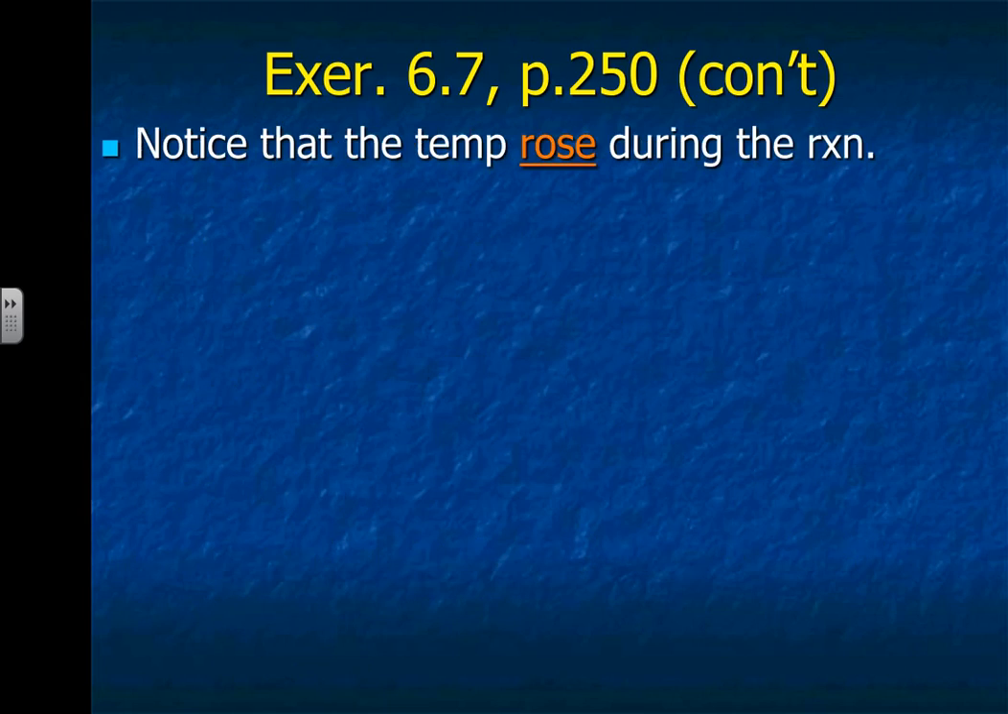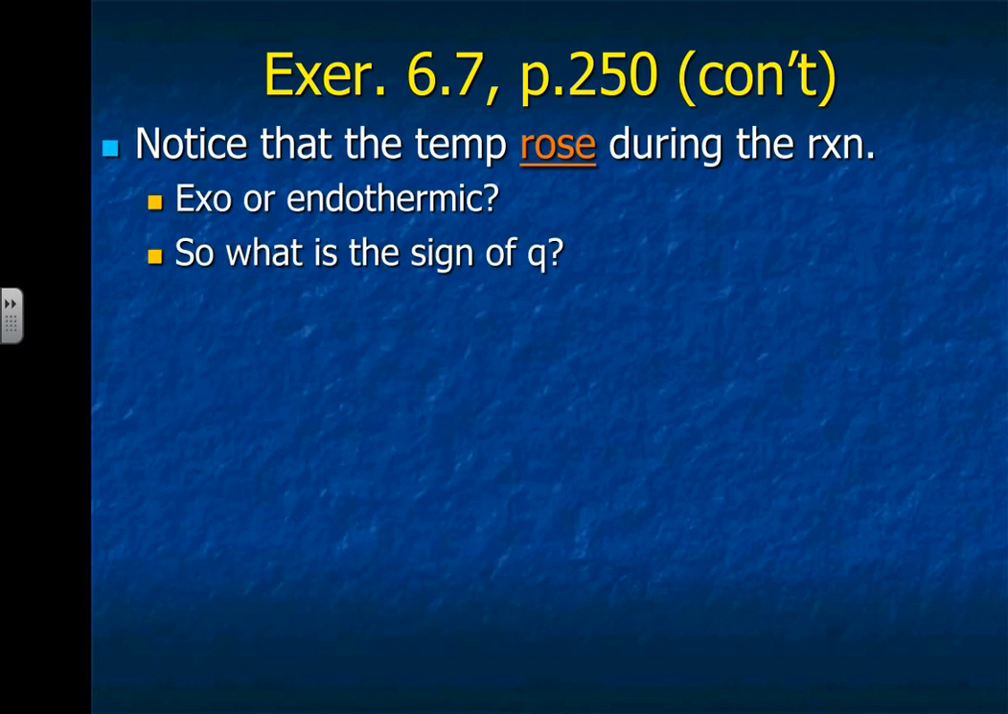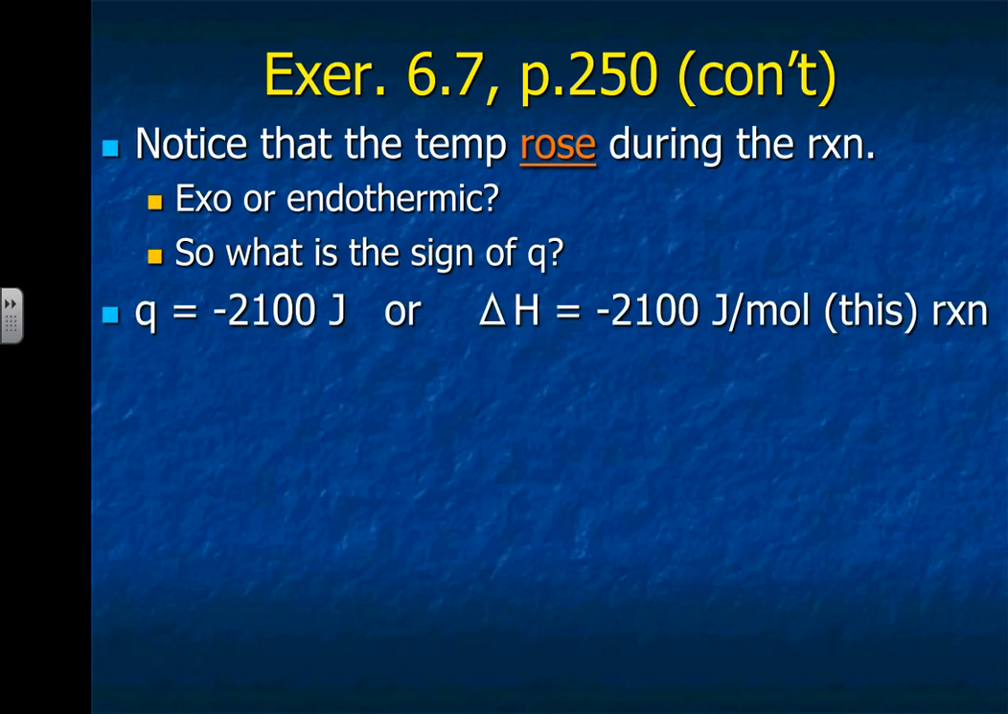So first off, before we even think about delta H, did you notice that the temperature rose during the reaction? It got hotter. It released energy. Is that endothermic or exothermic? Yeah, that's exothermic. So what's the sign of Q really supposed to be? If it's exothermic, that's a negative, yeah? So really, your answer at this point should be negative 2100 joules to proper sig figs, or the delta H is also the negative 21 joules per mole for this reaction. I'll explain that in a second.